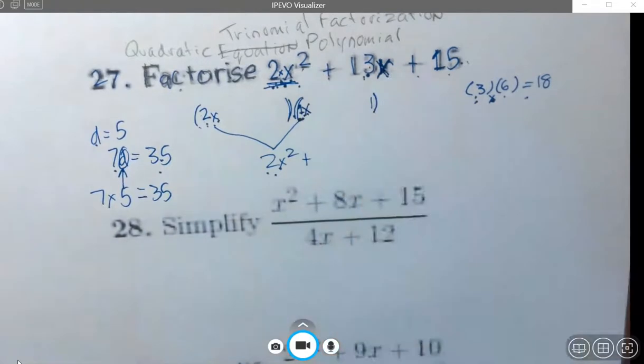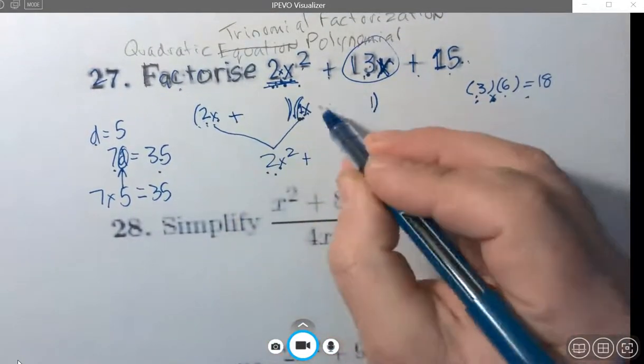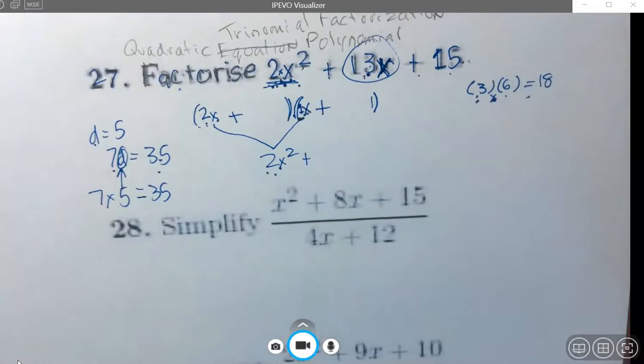Now we have the 13x here. Now this situation, with this middle one, we find that by having something else in here that we add to it. And there's a lot of steps to this. I'm not going to go over it, but this is simply how I find the answer quickly.